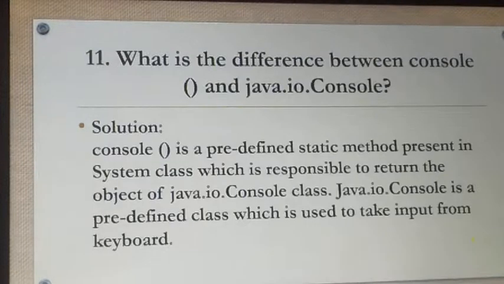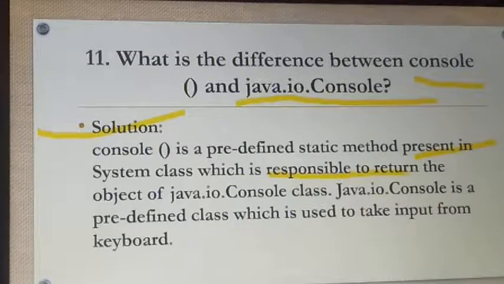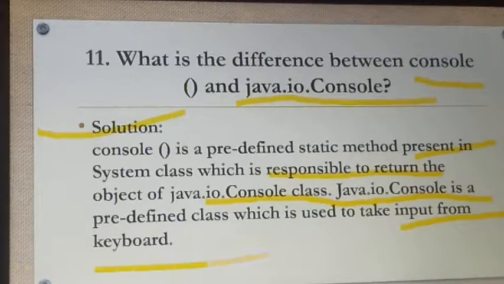Eleventh question is, what is the difference between System.console and java.io.Console? Solution is, console is a predefined static method present in System class which is responsible to return the object of the java.io.Console class. java.io.Console is a predefined class which is used to take input from keyboard.